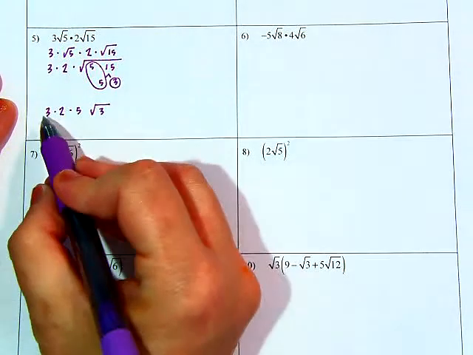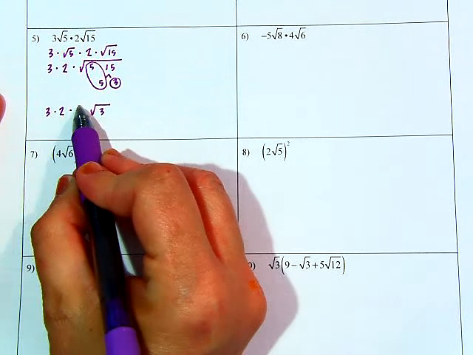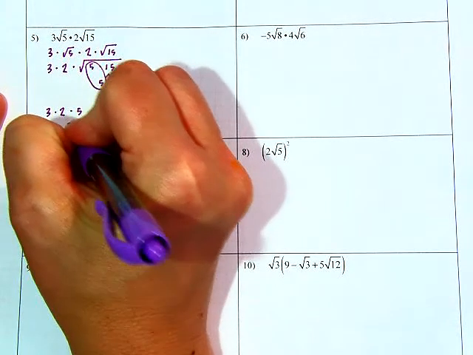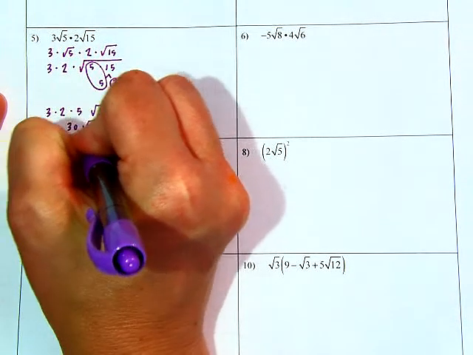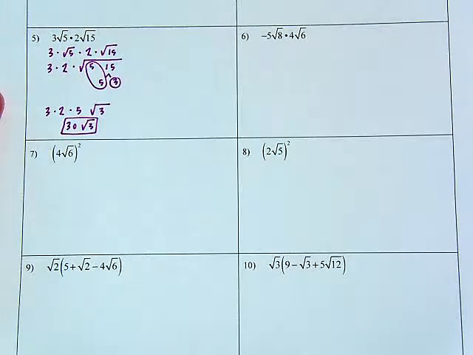And when I multiply the 3 times 2, that's 6 times 5. I get 30 times the square root of 3. 30 root 3, just like that.